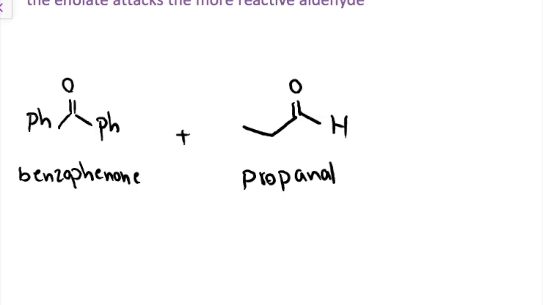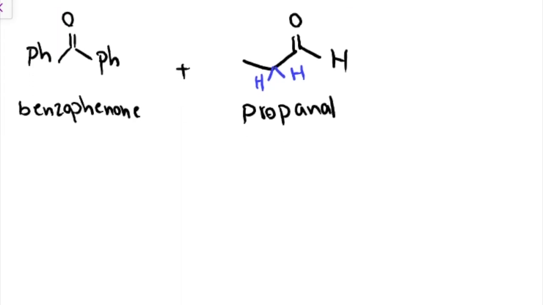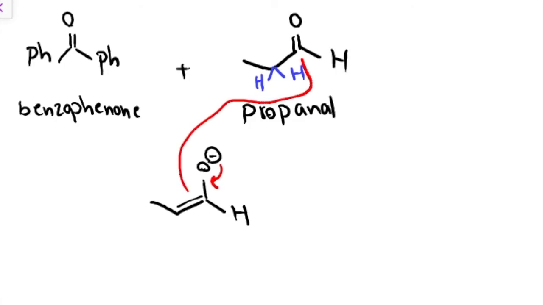So benzophenone doesn't have any alpha hydrogens. Our aldehyde has 2 hydrogens, or alpha hydrogens, right here. So this is going to give us the enolate. Now, will this enolate attack the aldehyde, or will it attack the ketone?